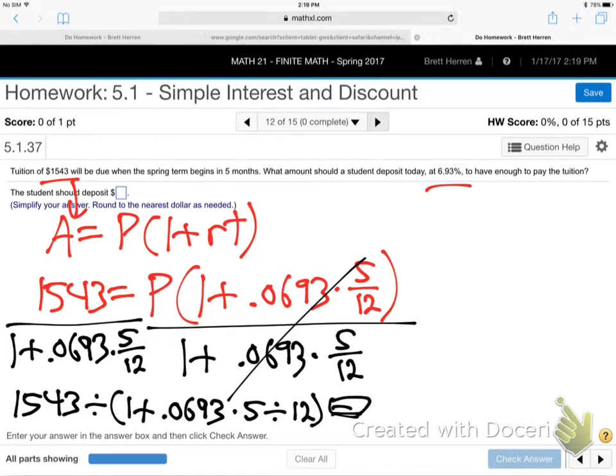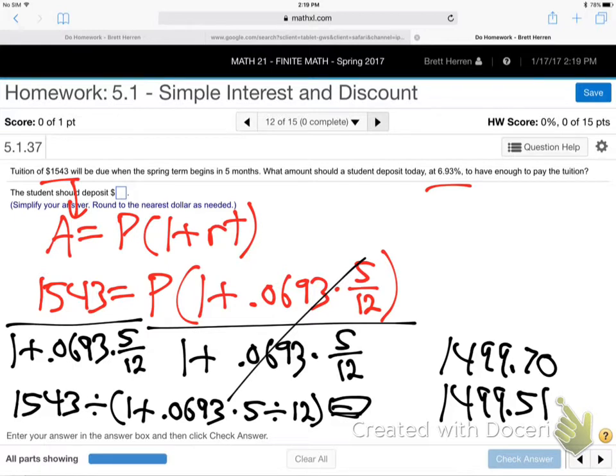So you're expecting an answer lower than the 1543, right? Something lower that'll grow and become 1543. Right? Not much lower. It's going to be like 14 something probably. Somebody got it? 1499.51. Anybody else got the same answer? I got 1499.70. Anybody else get that same answer?